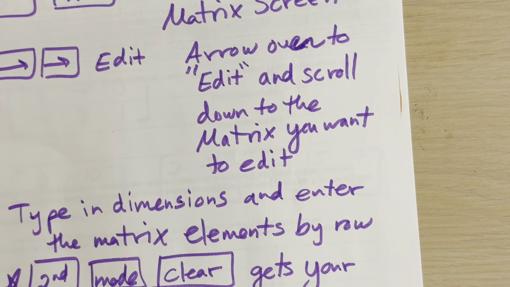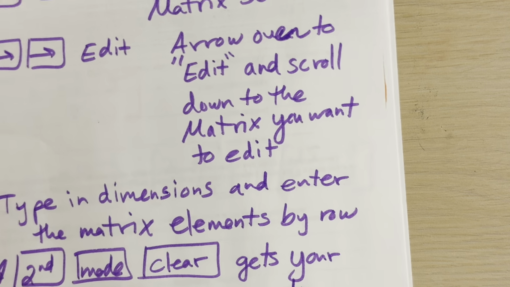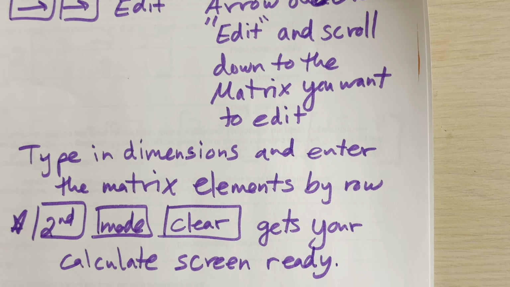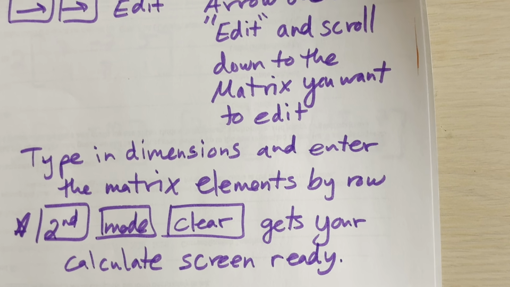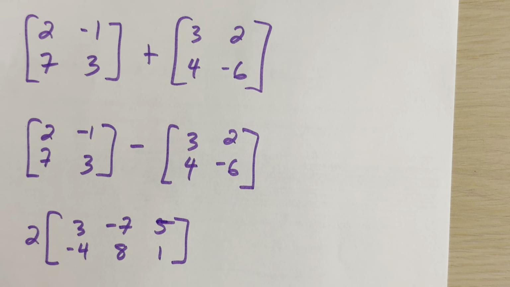You wanna type in the dimensions and enter the matrix elements by row. Then you're going to make sure to do second mode clear. That gets the calculate screen ready. Okay, so let's see what's going on here.